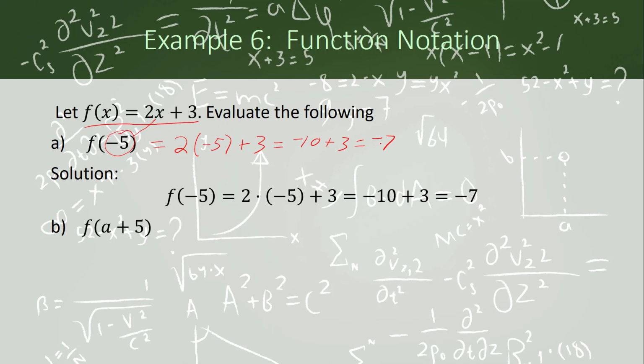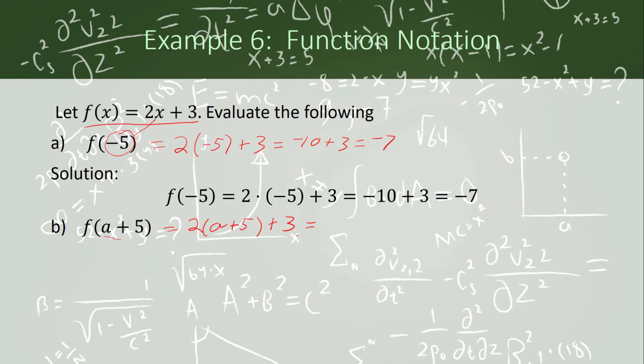Now we have f of a plus 5. How the heck do we handle this? Well, once again, wherever we see an x, we replace that with the quantity a plus 5, and we simplify and see what we get. So this is going to be equal to 2 times, instead of x, we're going to have a plus 5, and since this is basically one expression, we want to write this as parenthesis a plus 5, and then it's just the rest of the expression, plus 3.